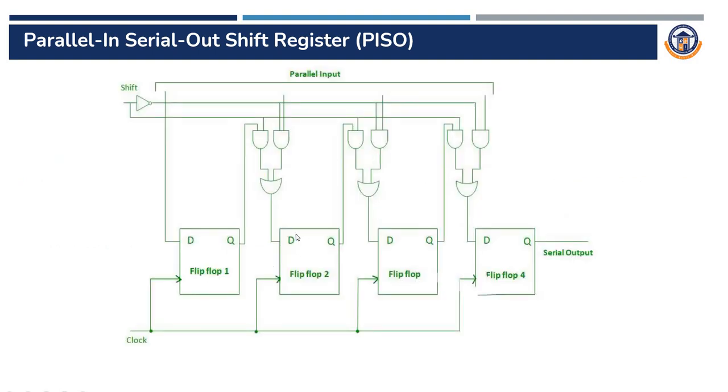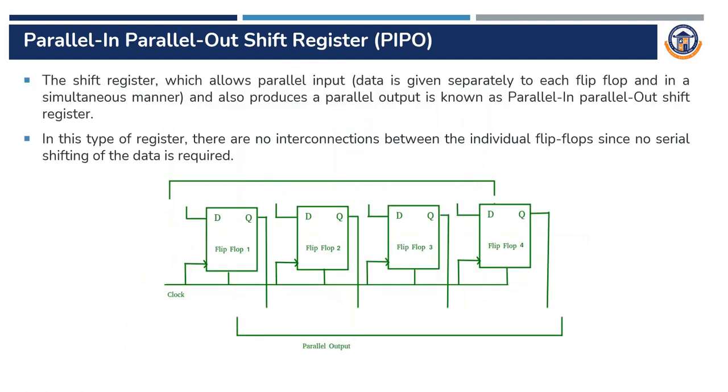This is the diagram of the parallel in serial out shift register, where the given input is parallel and the data is taken out serially. This is called a multiplexer. The output of each flip-flop and the parallel input are given as an input to the multiplexer. The output of the multiplexer will be connected to the subsequent flip-flop, that is the next flip-flop, and the data is taken out serially. So this is called a 4-bit parallel in serial out shift register.